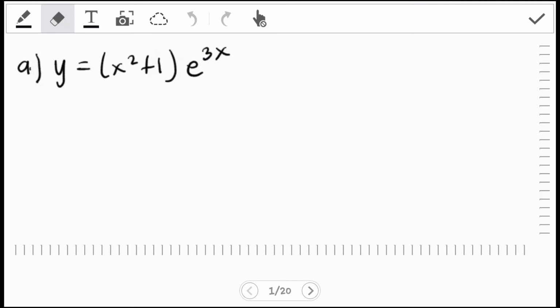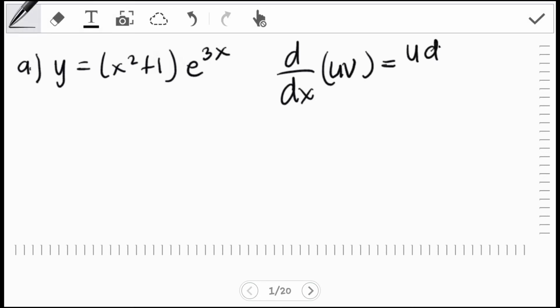What is the first derivative of y equals the quantity x squared plus 1 times e to the power 3x? Okay. Use this formula: d over dx of uv is equal to u dv over dx plus v du over dx.